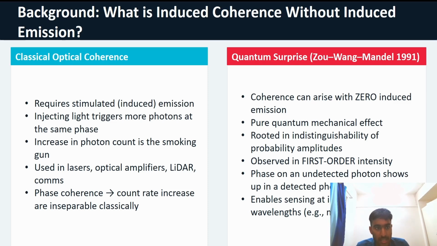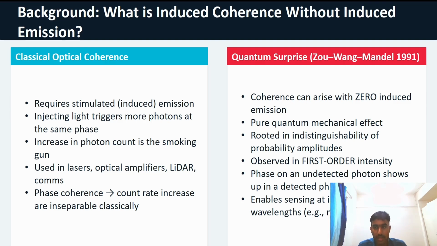Now let's start with the classical optical coherence that is observed. For this, we require stimulated emission or induced emission, which is done by injecting light into a crystal, which triggers more photons at the same phase. And the increase in the photon count as we increase the light pump is the signal for the classical optical coherence. This is used in lasers, optical amplifiers, LiDAR, as well as other communication systems. And the phase coherence is signified by the count rate increase, and this is inseparable classically.